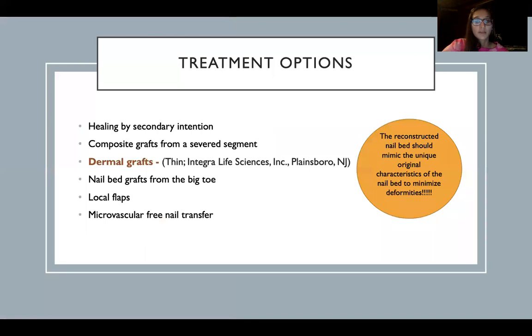Regarding nail bed defects, there are various treatment options such as healing by secondary intention, composite grafts from a severed segment, dermal grafts, nail bed grafts, nail bed grafts from the big toe, local flaps, and microvascular free nail transfer. It is important to keep in mind that the reconstructed nail bed should mimic the unique original characteristics of the nail bed to minimize any deformities and future complications.